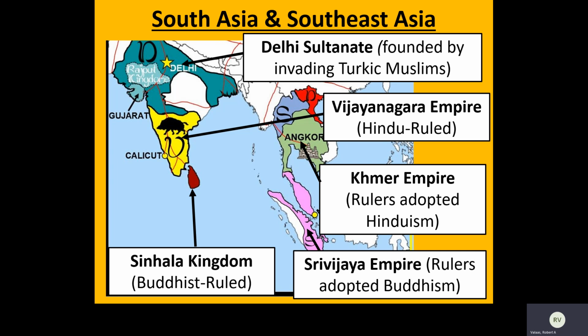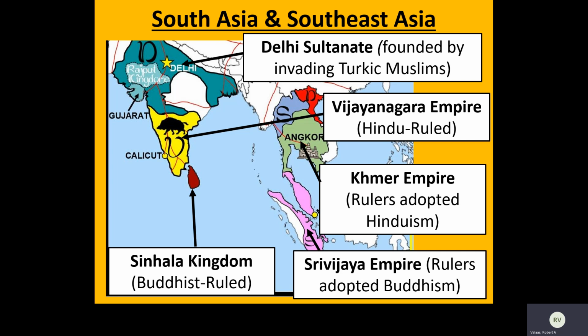Sriwijaya, another one of these great trade-based states, ruled over Malacca for a while. The rulers of Sriwijaya adopted Buddhism, so there was again a mix of Hindu and Buddhist states in South and Southeast Asia. The College Board wants you to know that mix of political entities and religious backgrounds there.